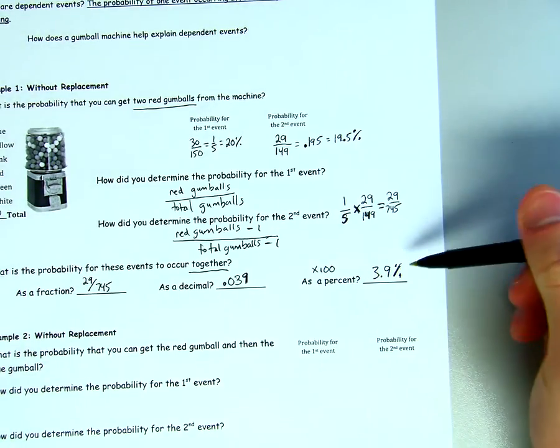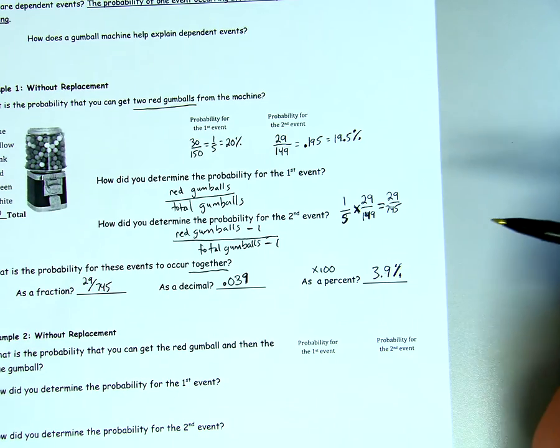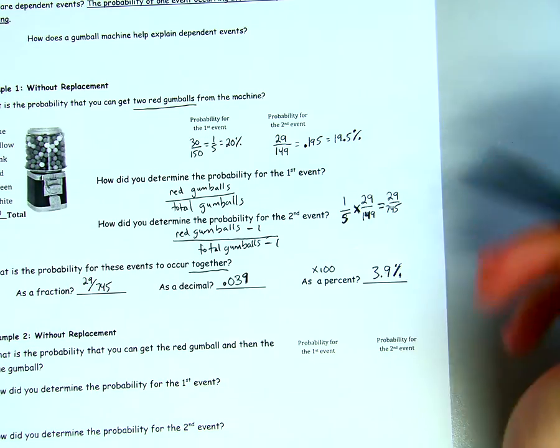So it's not likely this is going to happen. I'm going to get 2 red, but it is possible for it to happen. Okay. All right, number 2.